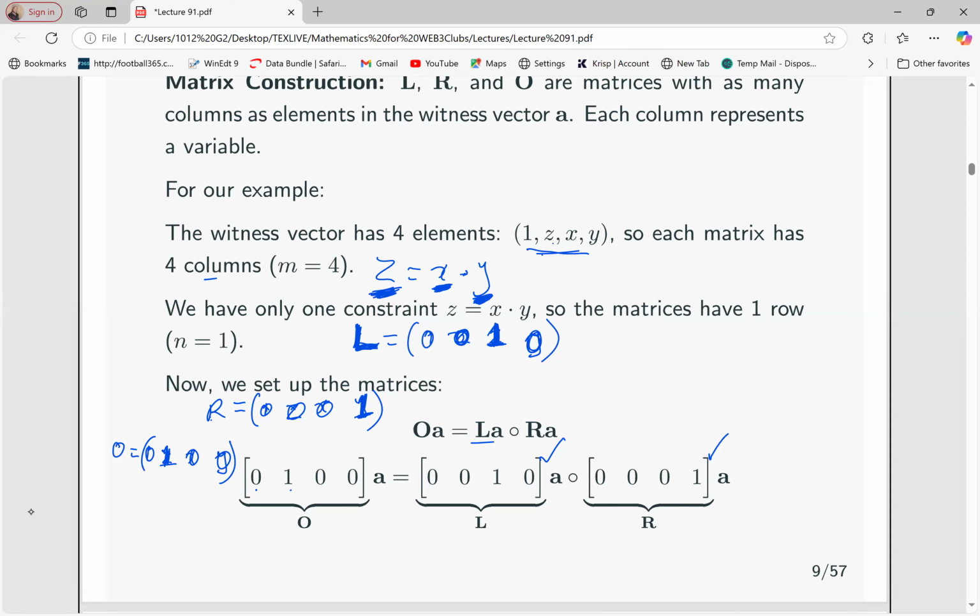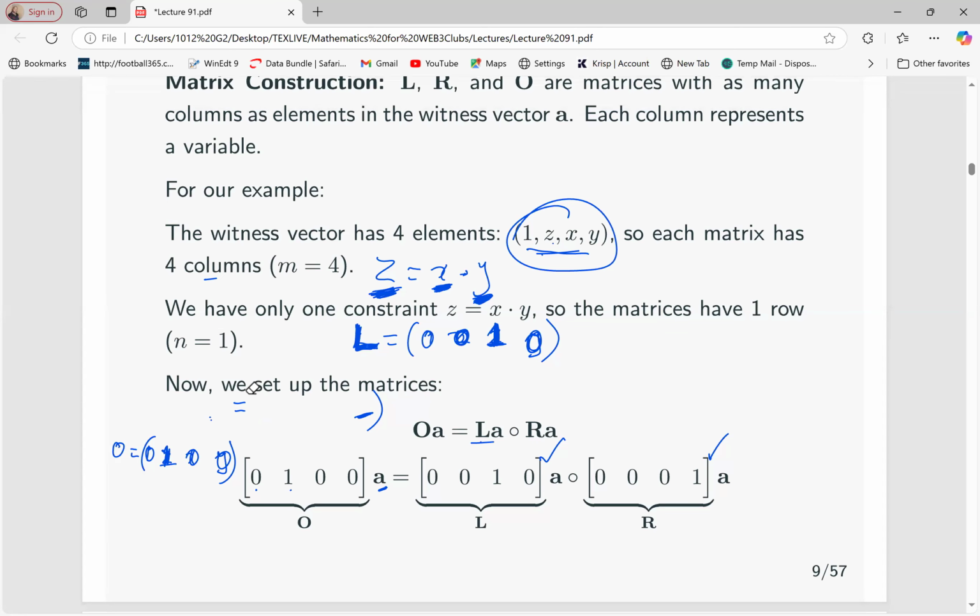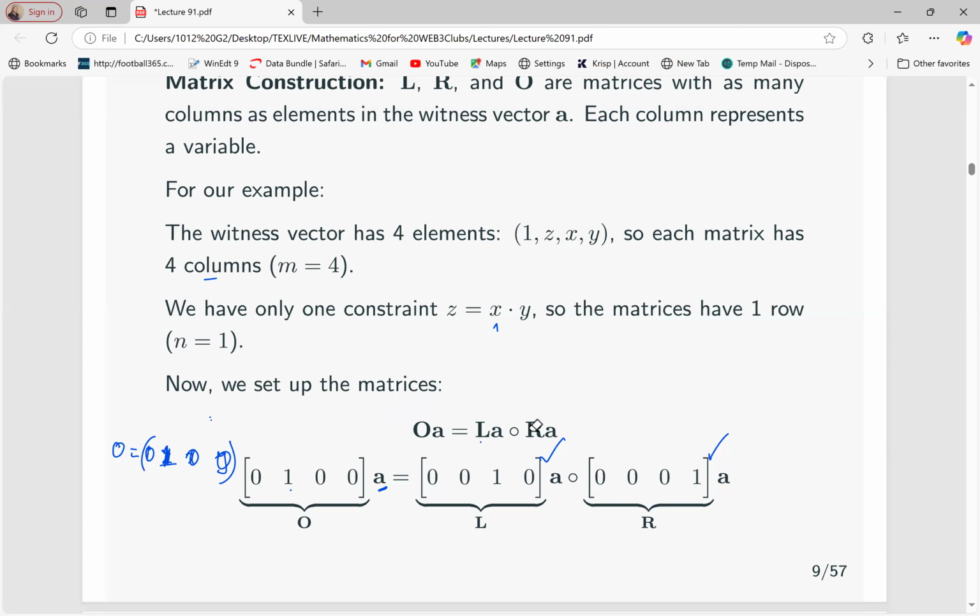Now, A. We know what A is. Our A is the witness. And so this is our goal. Every time we have an arithmetic circuit or an equation, we want to write it in this form. We want to write this equation in this form.